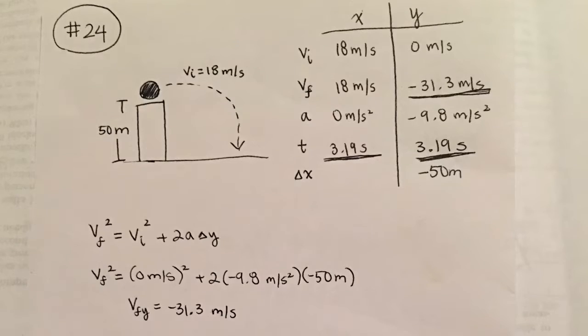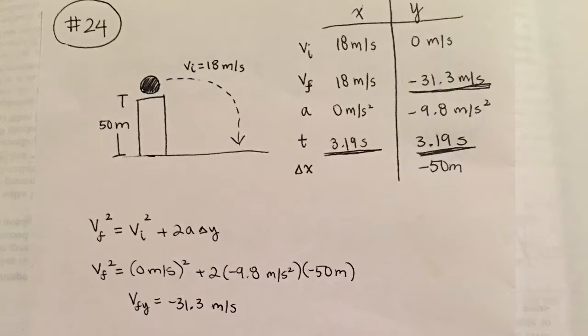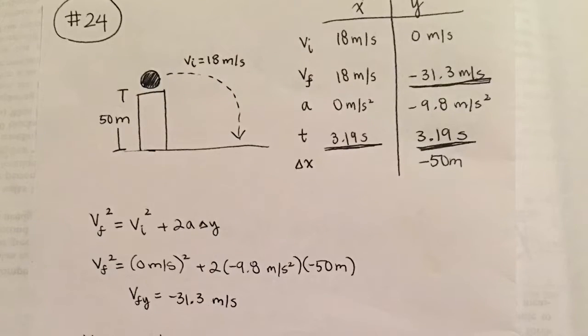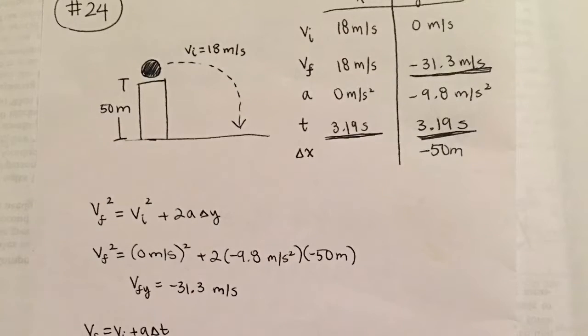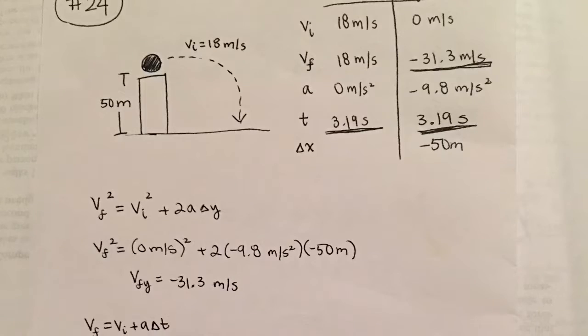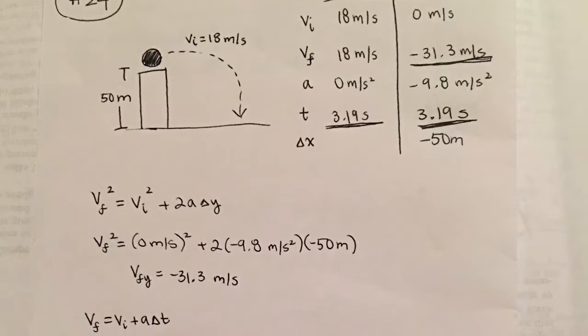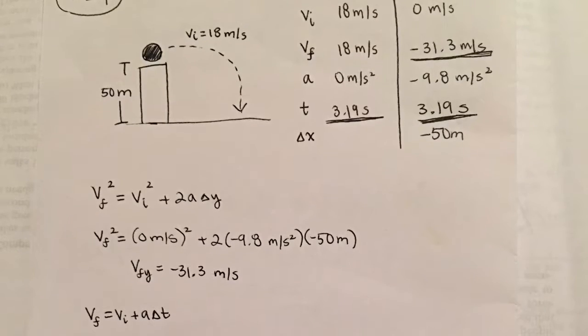Now, you were originally given that the initial velocity in the x direction is 18 meters per second, and that would be equal to the final velocity in the x direction as well. And you would know that there is an acceleration of 0 meters per second squared.